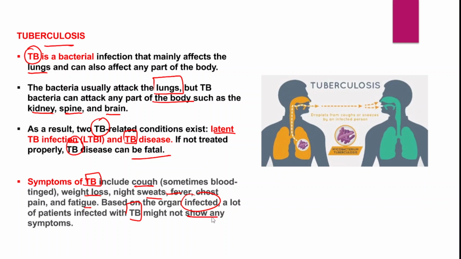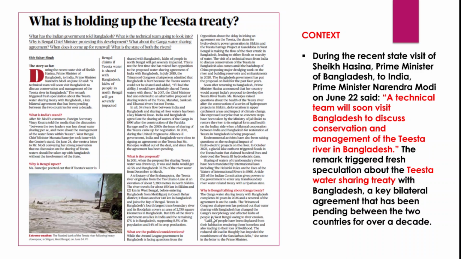Okay, so this is about tuberculosis, and the next important article is about the Teesta River. When we talk about this Teesta River, it is a transboundary river between India and Bangladesh, and very often there is a dispute between West Bengal and Bangladesh over water sharing. And we all know that recently Bangladeshi Prime Minister Sheikh Hasina visited India, right?